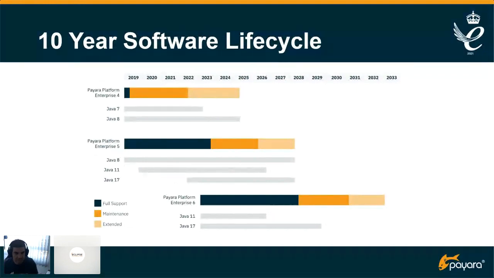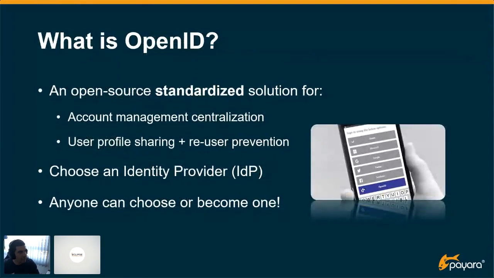So let's get into the meat of the talk then. What is OpenID? This is a word that is thrown around a lot, especially when security concerns are discussed on modern cloud environments and for microservices. OpenID is an open source standardized solution for two important things.